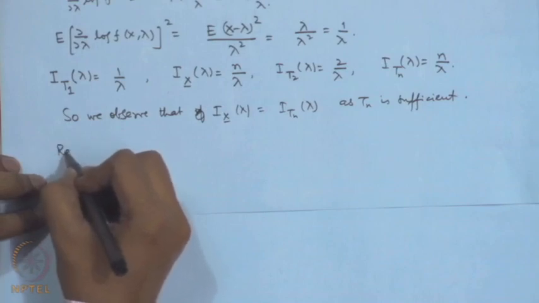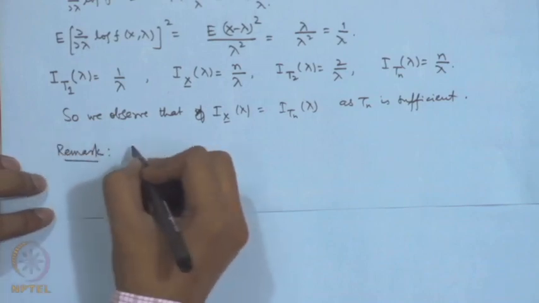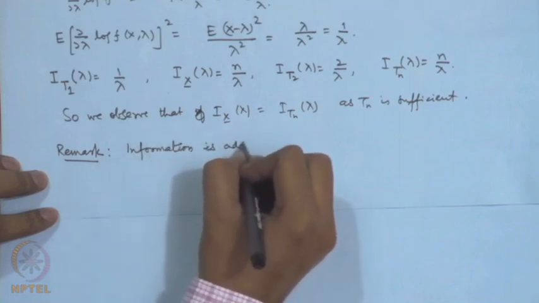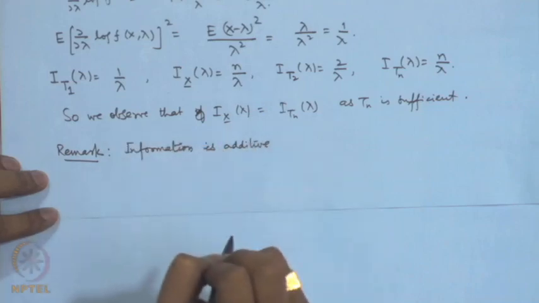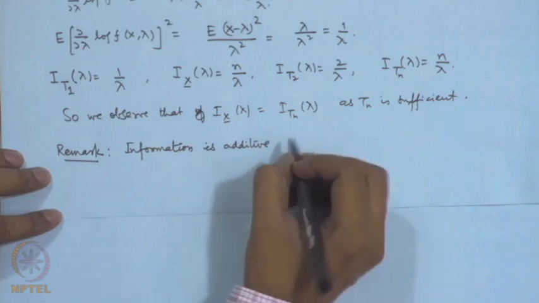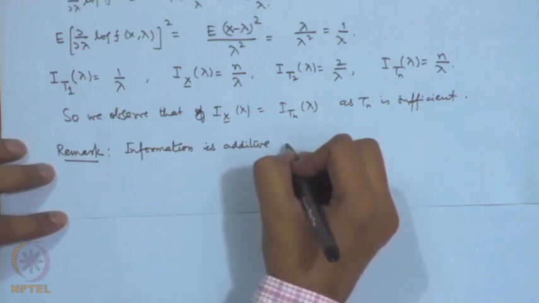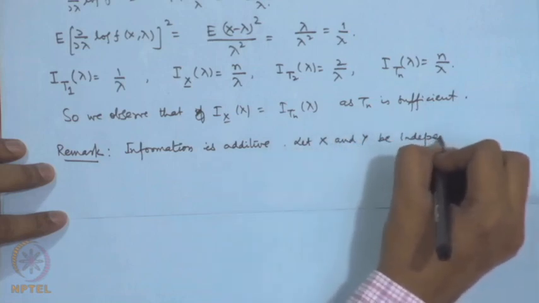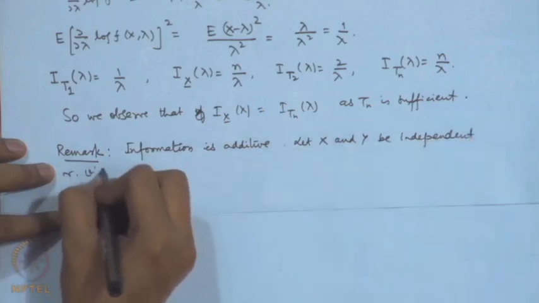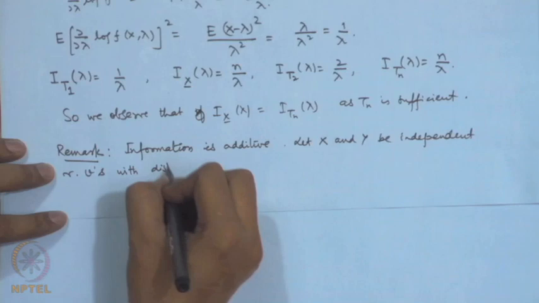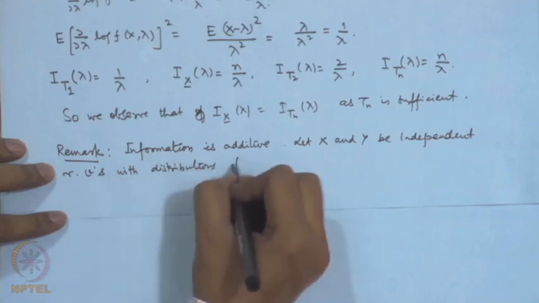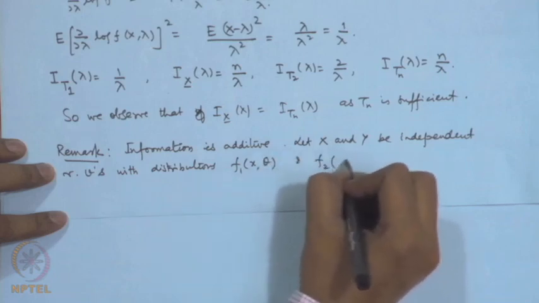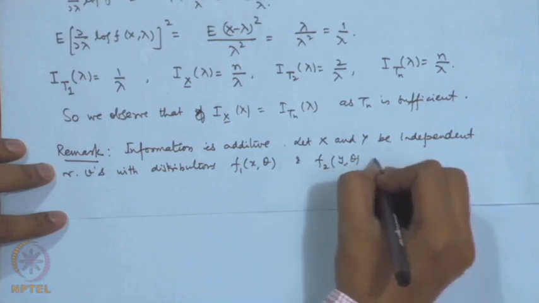We write a comment here that information is additive. So, suppose I am considering independent random variables, let x and y be independent random variables with distributions f1(x, theta) and f2(y, theta).